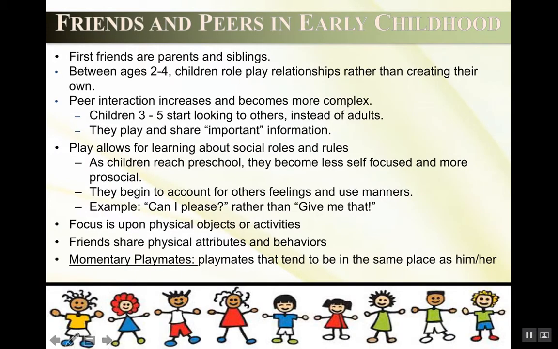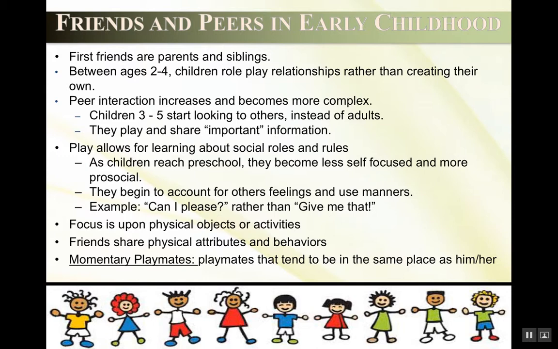So, friends and peers in early childhood. First friends are parents and siblings for most children. But between the ages of 2 to 4, children role play relationships rather than creating their own. And then when they're 3 to 5, they start looking for other people. So they really want to interact with people their own age, and they play and they share important information with each other.